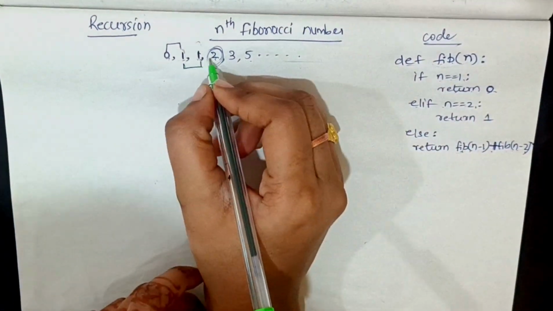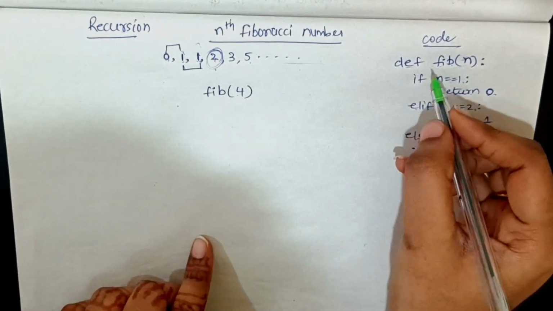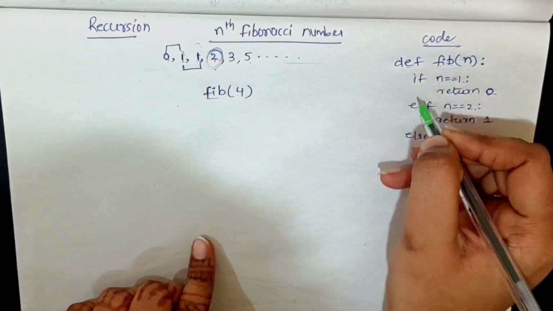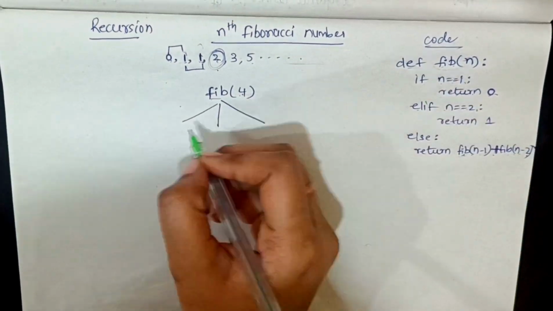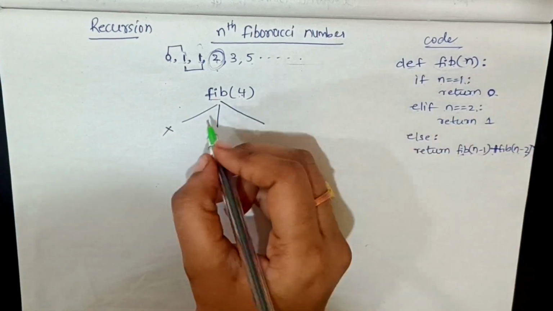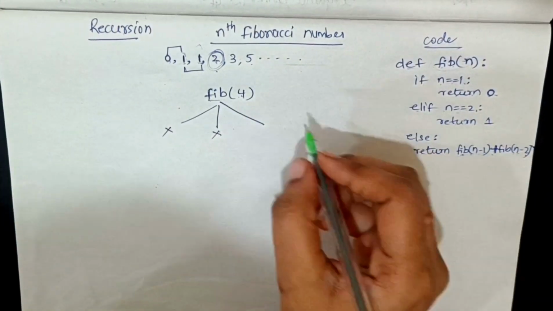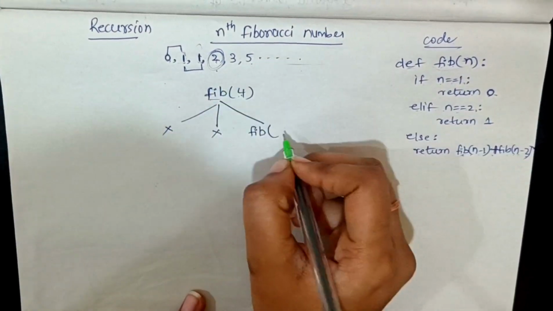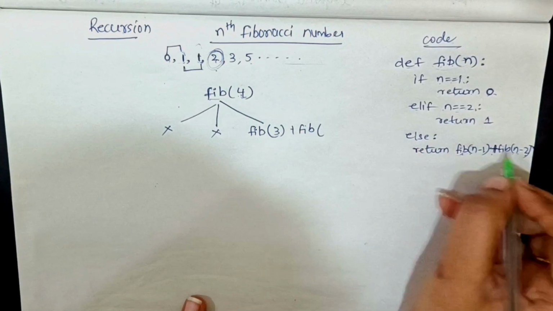If I want to find the fourth term, I would call fib of 4. The n value would be 4. In this function I have three statements. The first statement is a comparison of n with 1. 4 is equal to 1 is false, so it doesn't get executed. If n is equal to 2, is 4 equal to 2? False. So it doesn't get executed. It comes to the else part and computes this: fib of n minus 1, 4 minus 1 is 3, plus fib of n minus 2, 4 minus 2 is 2.